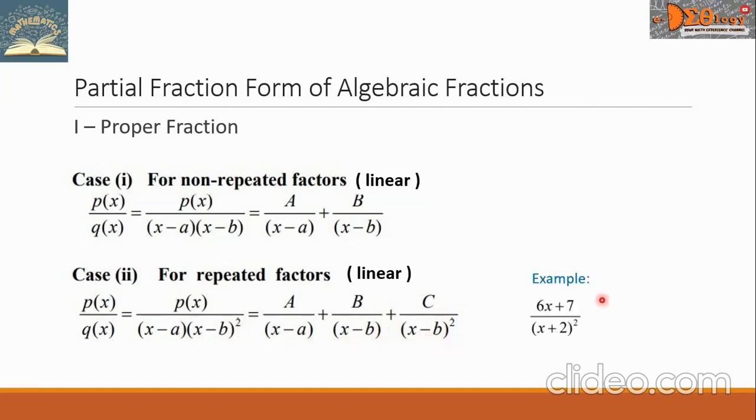For our example, let us consider 6x plus 7 over the square of x plus 2. The partial fraction form will be A over x plus 2 plus B over the square of x plus 2.